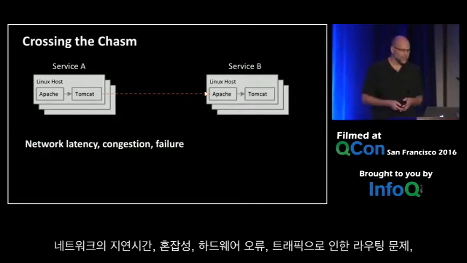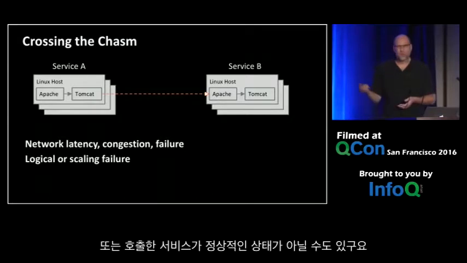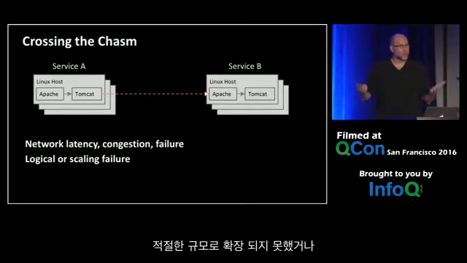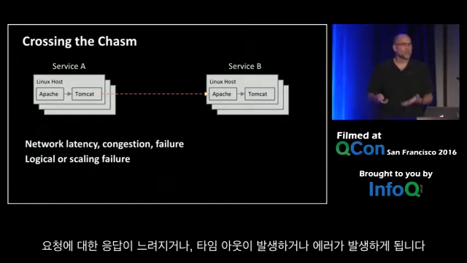You could run into network latency and congestion. You could have hardware failures that prevent routing of your traffic. Or the service you're calling might be in bad shape. It might have had a bad deployment and have some kind of logical bugs, or it might not be properly scaled. And so it can simply fail or be very slow, and you might end up timing out when you call it.